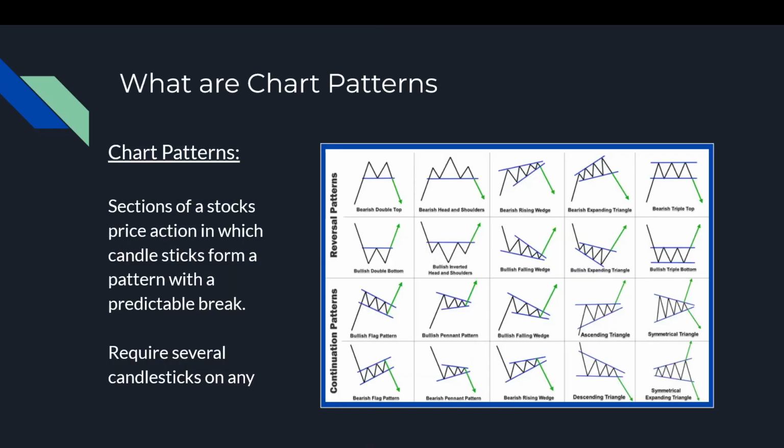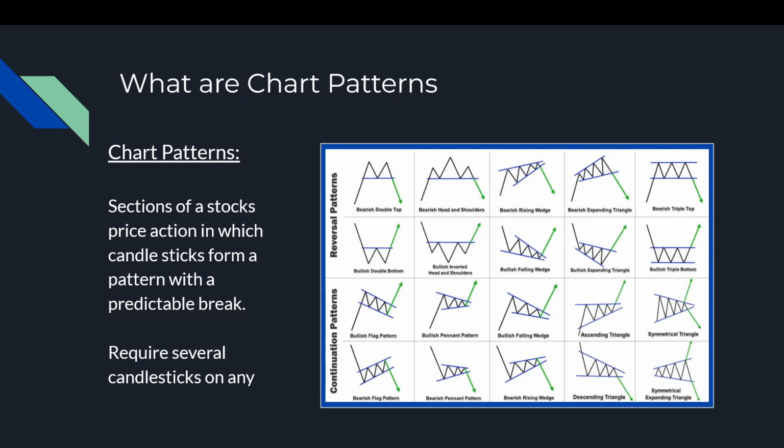So starting off here, chart patterns are sections of a stock's price action in which candlesticks form a pattern with a predictable break. These require several candlesticks. This isn't something that you do on a line chart. You need those 5-minute, 3-minute, 15-hour, daily candles to form these patterns. I would say you need at least probably 10 to 20 of them. Anything over that's obviously good. Anything over, I don't know, maybe 100 candles probably invalidates the pattern and just turns it into either a trend or channel.